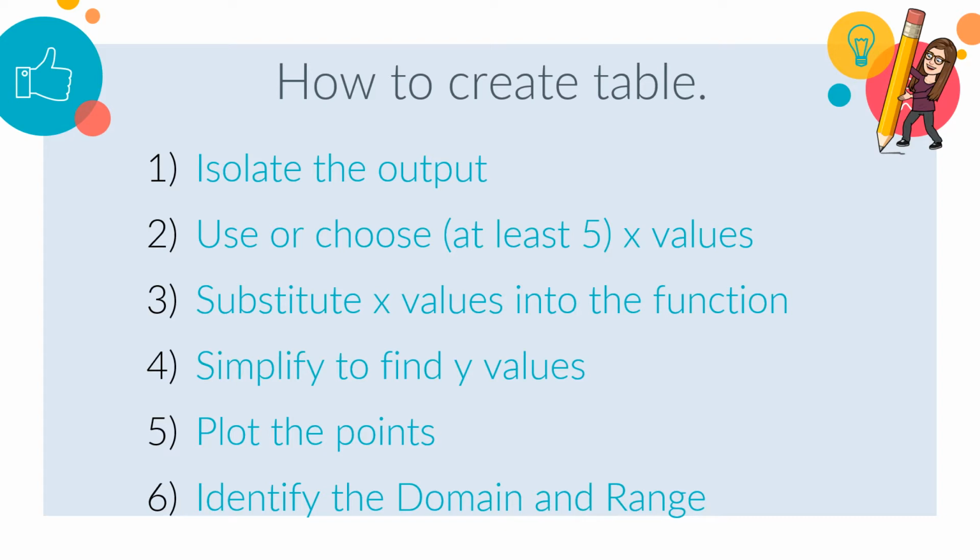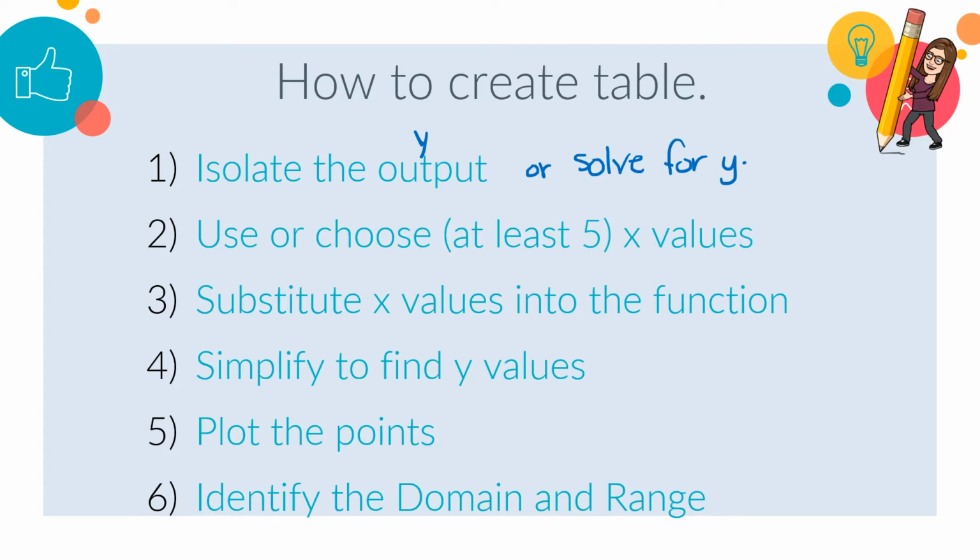So the first thing we're going to do is isolate the output. Now, think about the synonyms, right? Output also means the y value. Remember that from our previous lessons? So if you think about it, we're solving for y. If that makes more sense to you, maybe write solve for y.